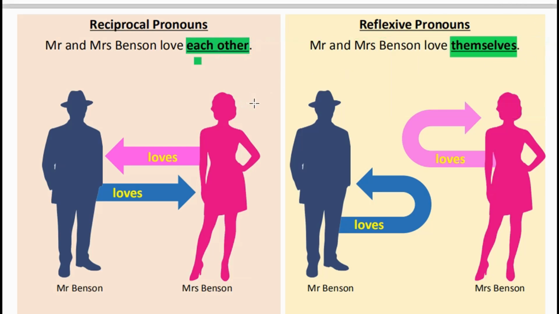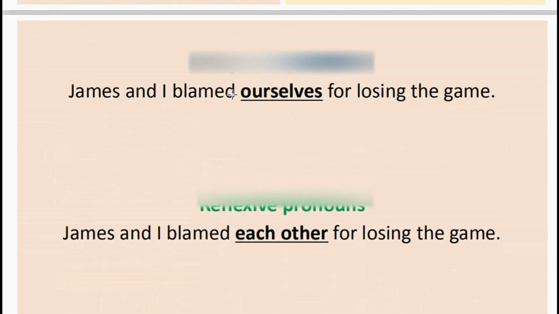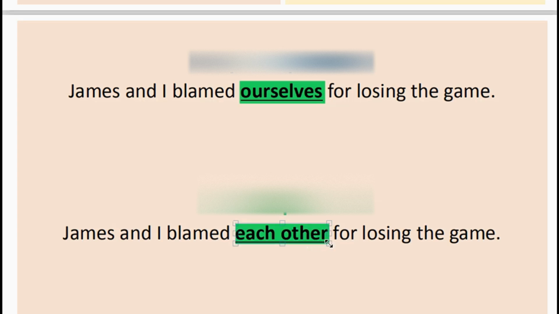Let's see this example as well. James and I blamed ourselves for losing the game. This means James blamed himself and I blamed myself for losing the game. But when we say James and I blamed each other for losing the game, it means James blamed me and I blamed him. I hope you get the difference.